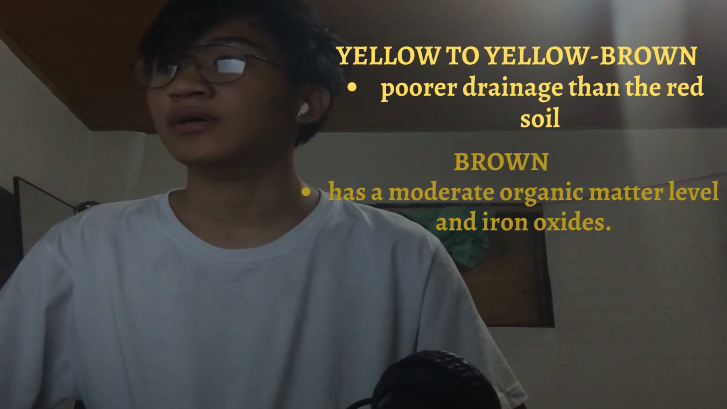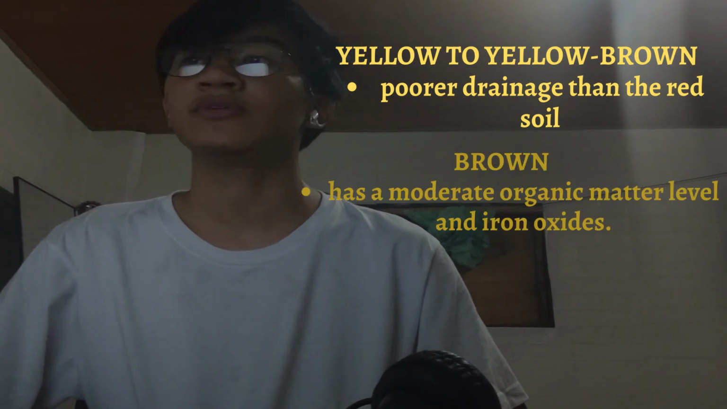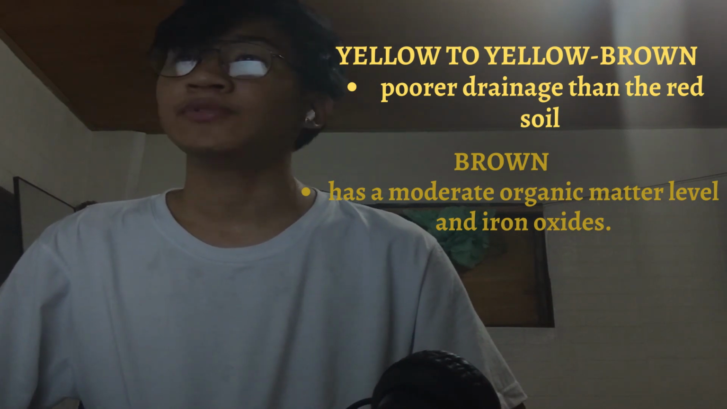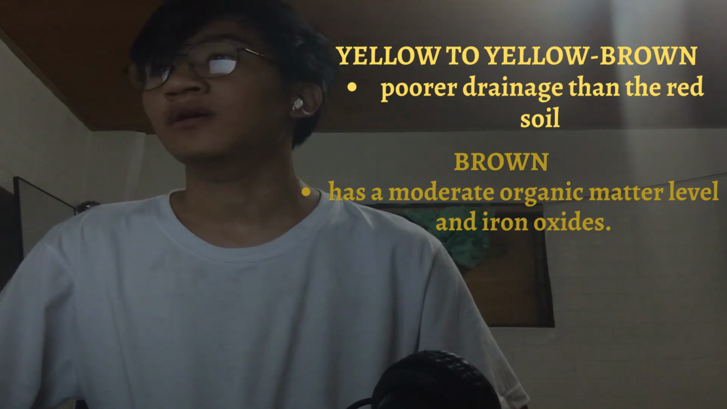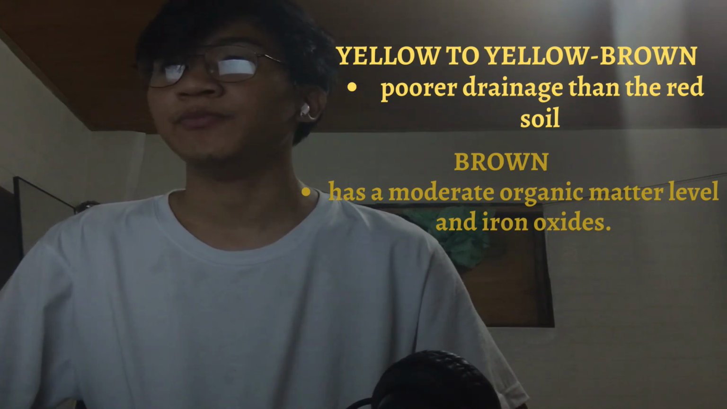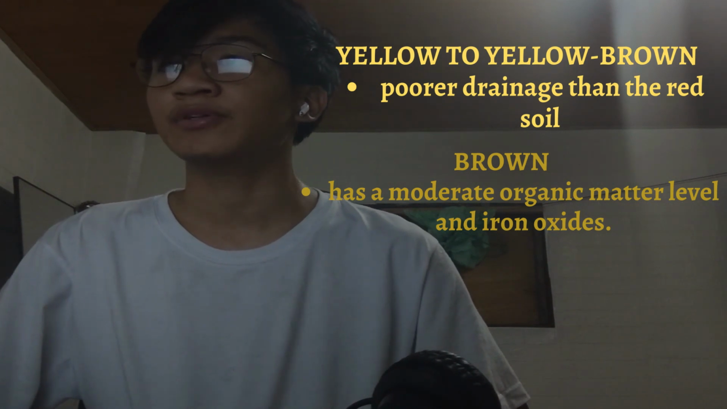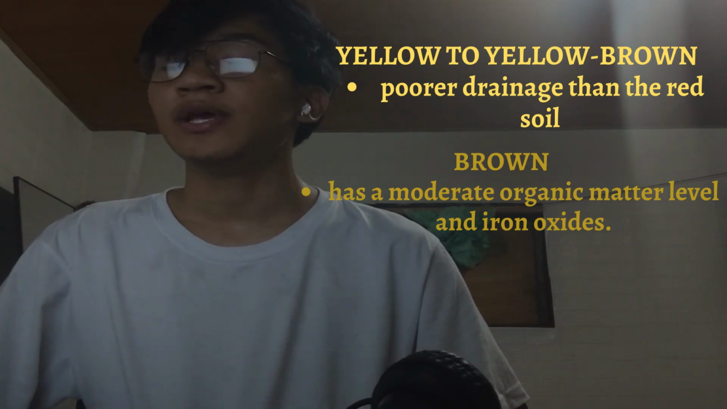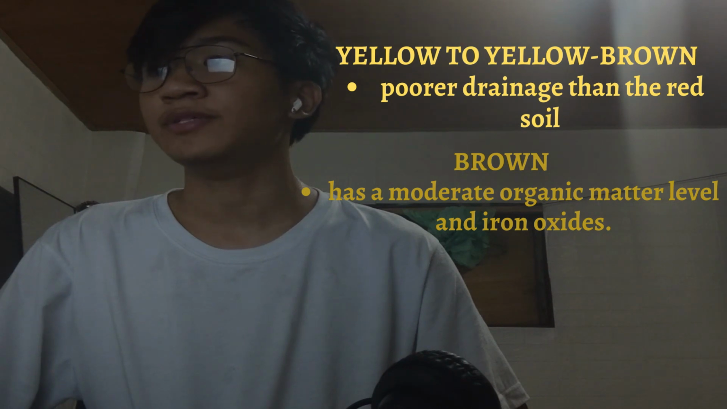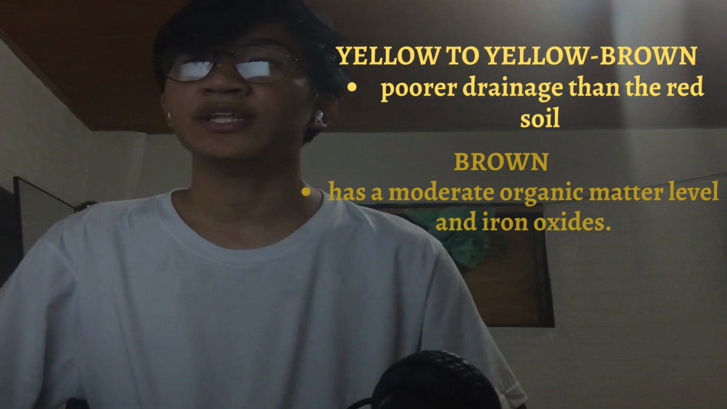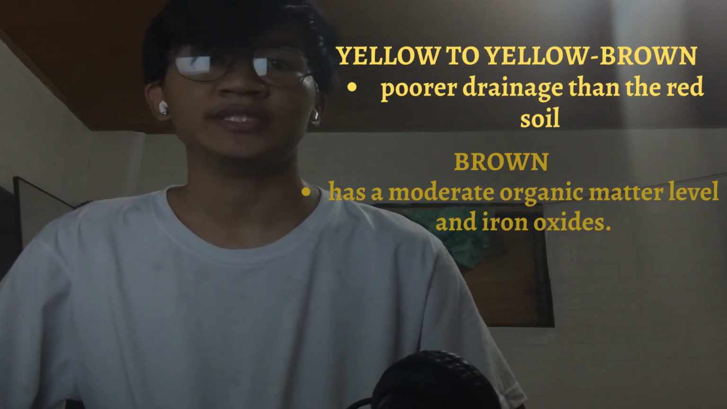The fifth one is the brown. This color has organic matter and iron oxide. Brown soils are well drained and may be found in a wide range of climates from humid to desert. They are commonly found in locations with moderate rainfall and temperature, and can be generated from a range of parent materials such as sedimentary rock, glacial till, and alluvial deposits.